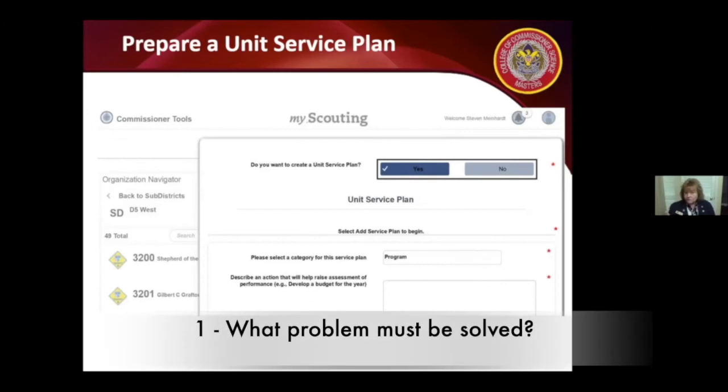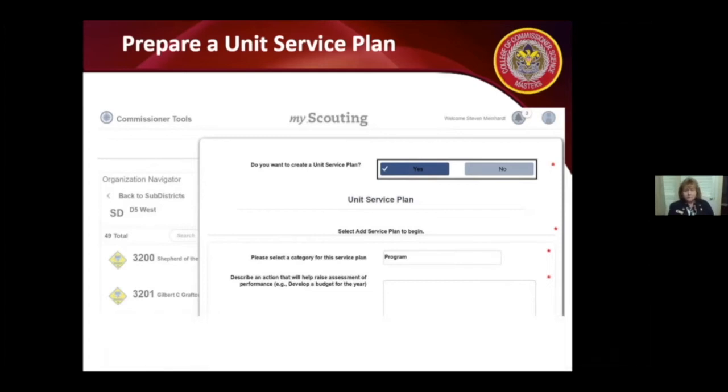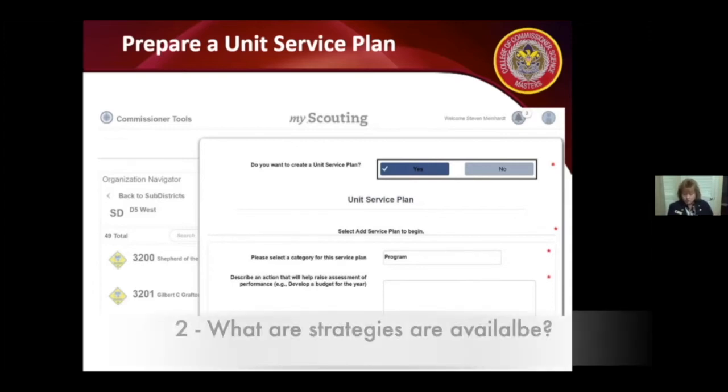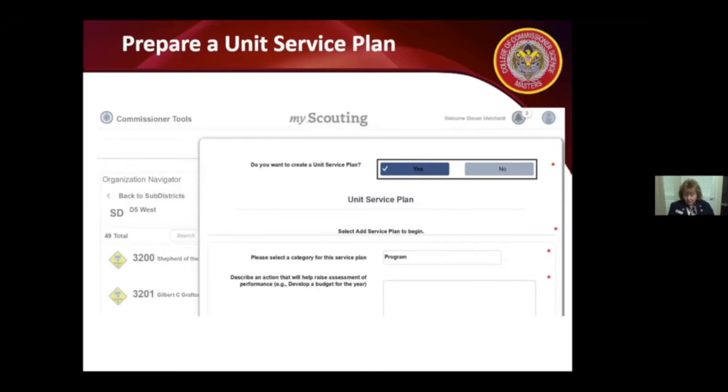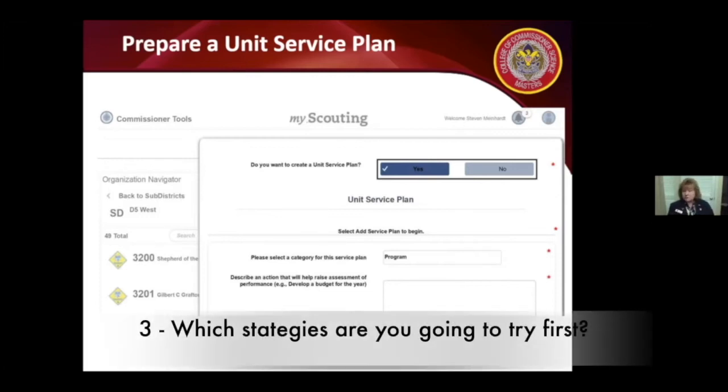What problem must be solved? Make sure it's a real problem and not just a symptom of a problem. Then, what are your strategies? You're going to put your plan A, plan B, plan C, and do your pros and cons of what they are. And then which strategies are you going to try first? Well, you thought, okay, this is plan A, we need to do this, and then plan C.